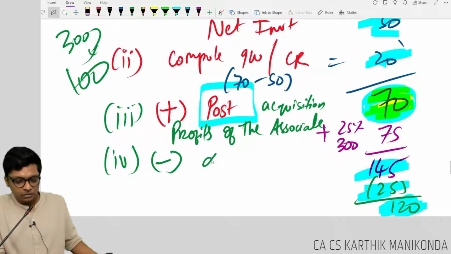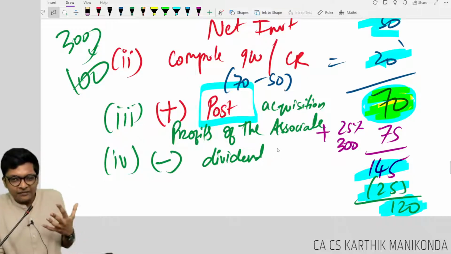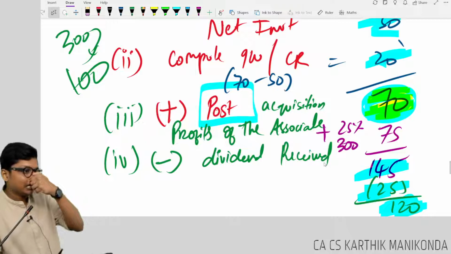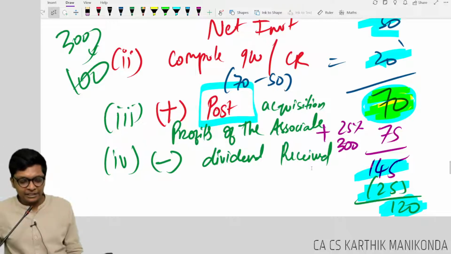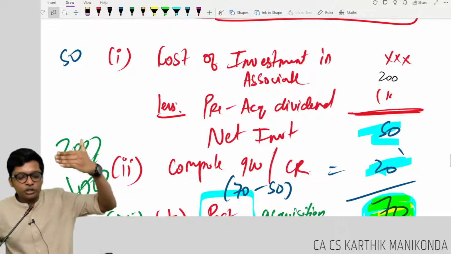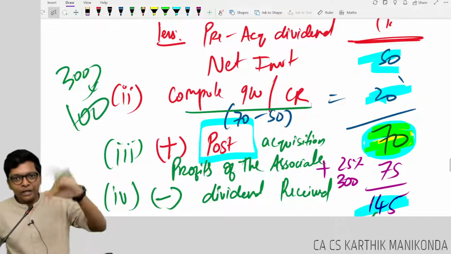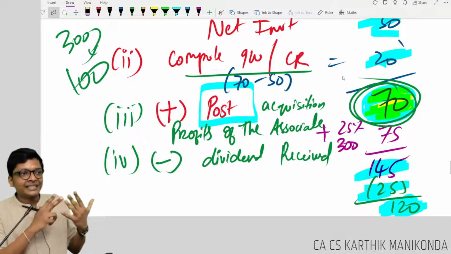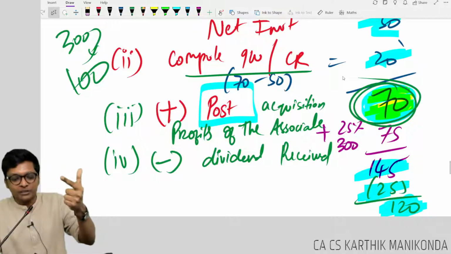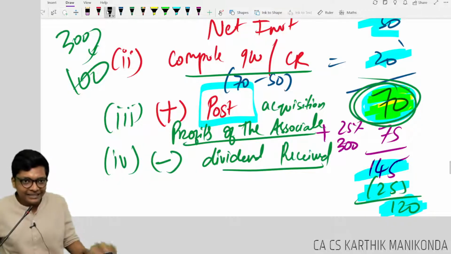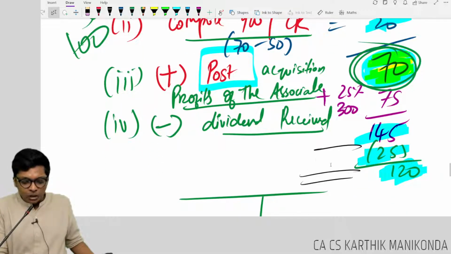Less dividend. Dividend withdrawn is like interest withdrawn. Here, dividend received. Are you following, guys? So my equation will be, look at this. Start with cost of investment less pre-acquisition dividend. Next compute goodwill or capital reserve. Accordingly I will add or less. So your net value will become 70 in our example. Then two things. Add post acquisition share of profits of the associate, and less dividend. Correct? Then the net answer is what?